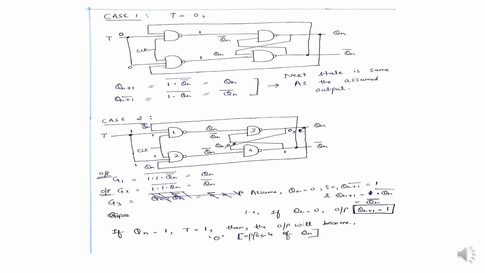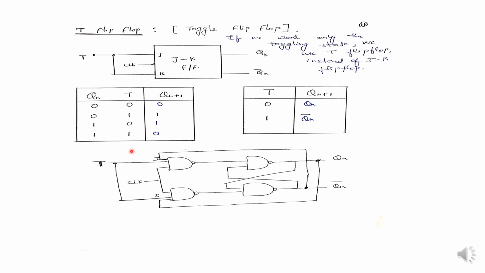So we can see here in the characteristic table, in case 1, if T equals 0, the assumed output was 0, so the next output will be 0. Assumed output was 1, so the next output will be 1. Okay, but if T equals 1, what will be the output? That is the inverse of the assumed output, the complement of the assumed output. So if the assumed output was 0, the output will be 1. If the assumed output was 1, the output will be 0. So that's the characteristic table of the T flip-flop.